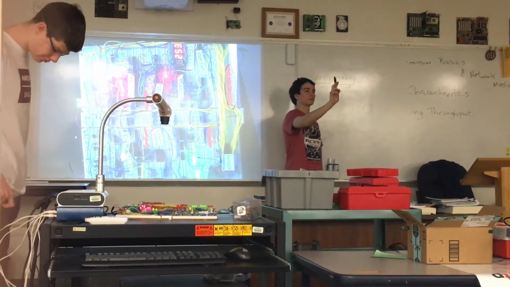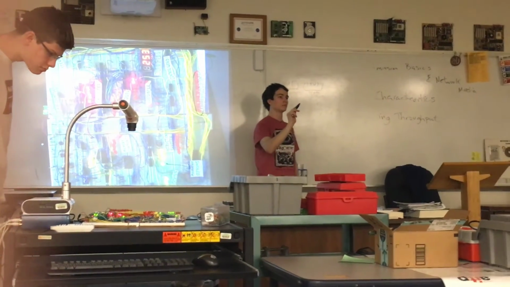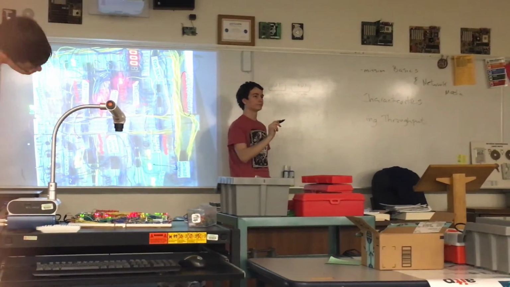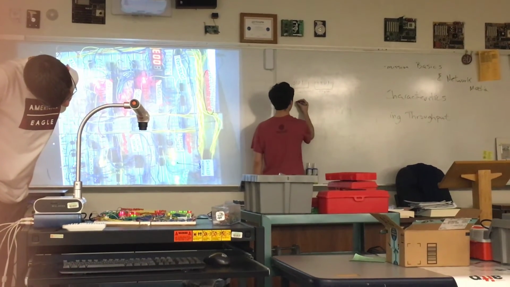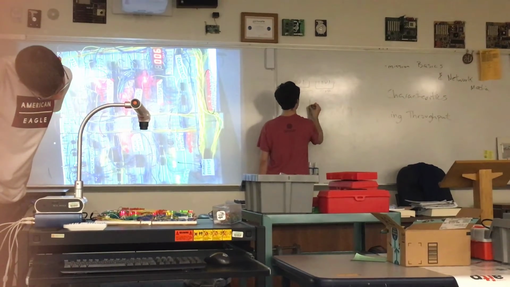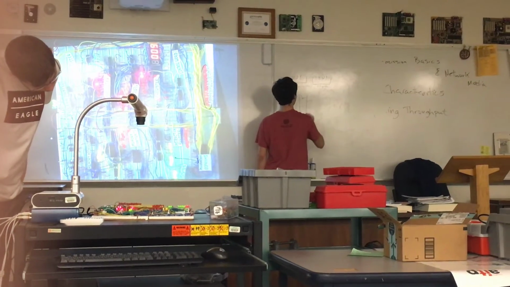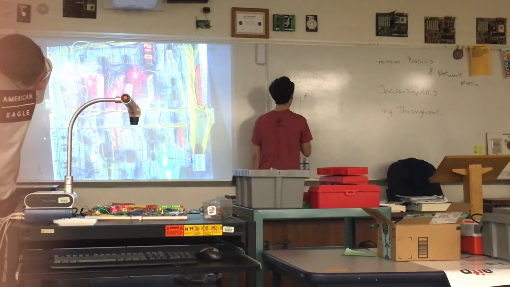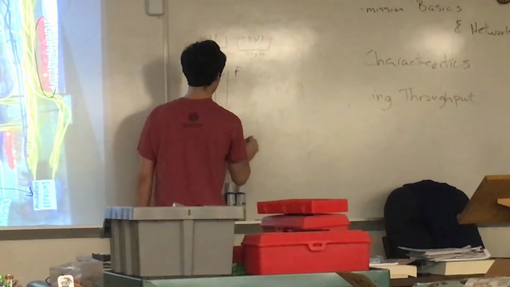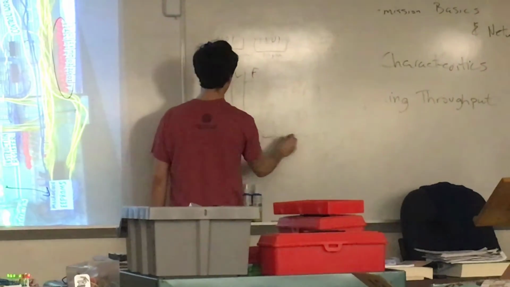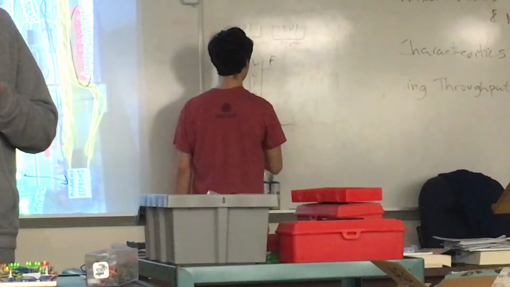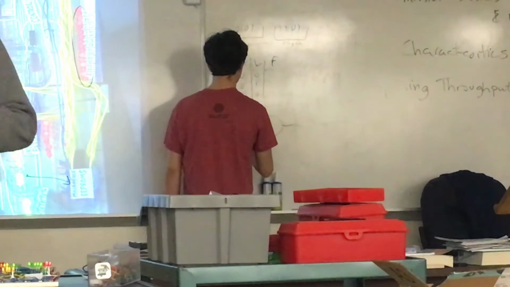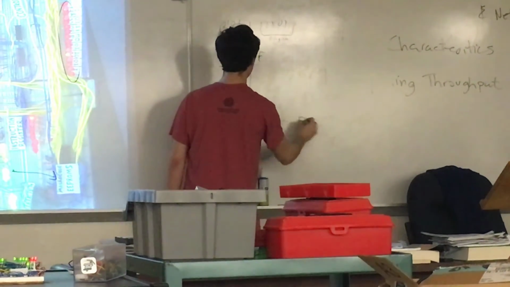Yes? For the logic gates, how do you know whether it's a 0 or a 1 on the graph? It depends on the inputs. You're talking about this, right? Well, let's say we have an AND gate, and whether it's going to be a 0 or a 1. So we have X, Y, and we have F.